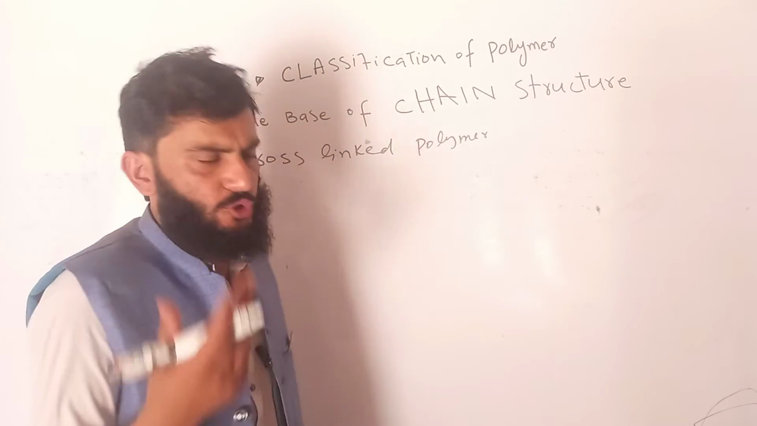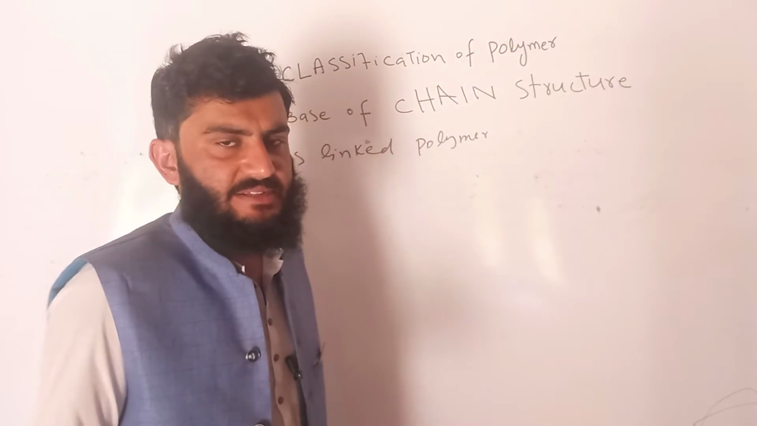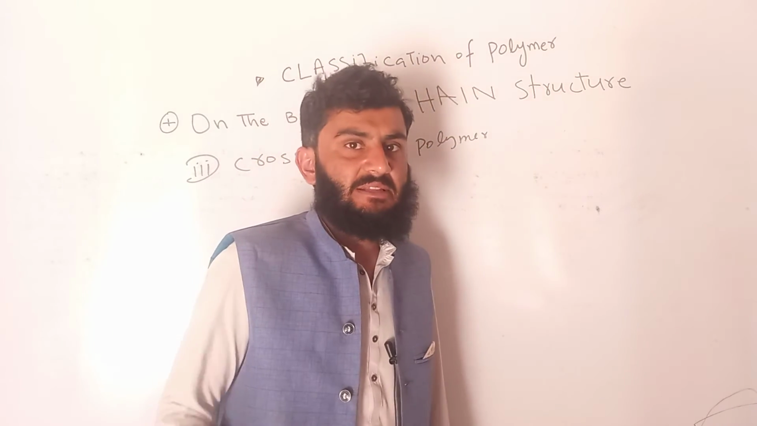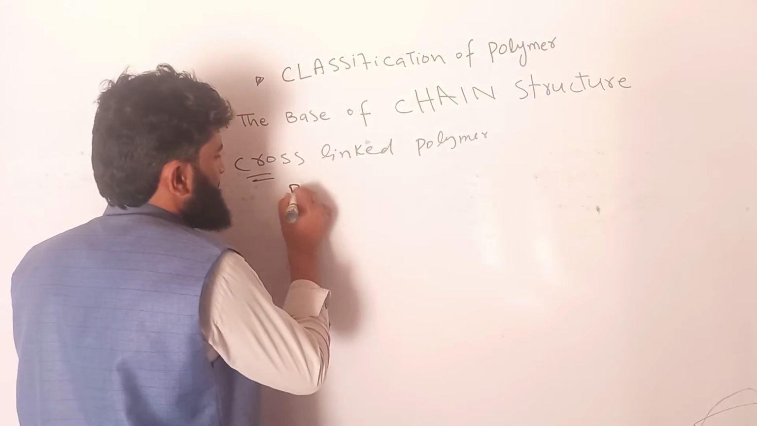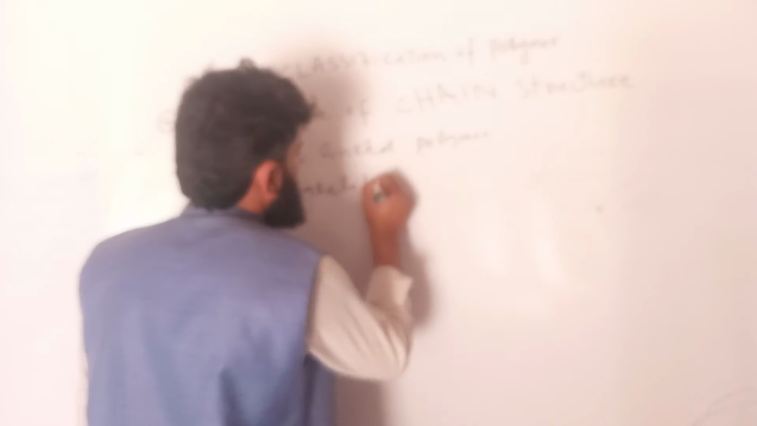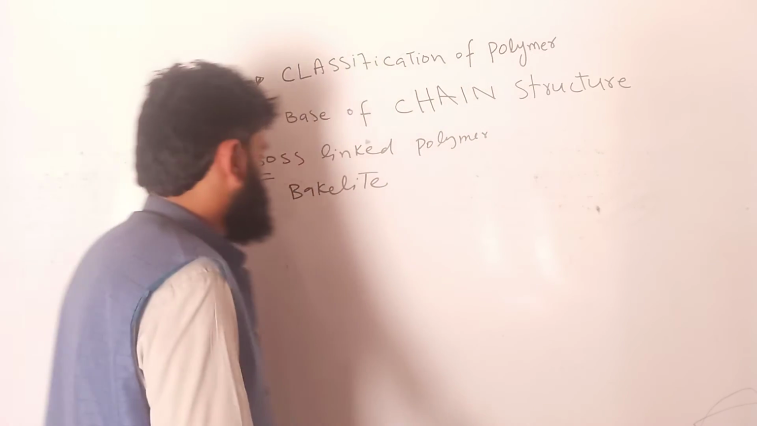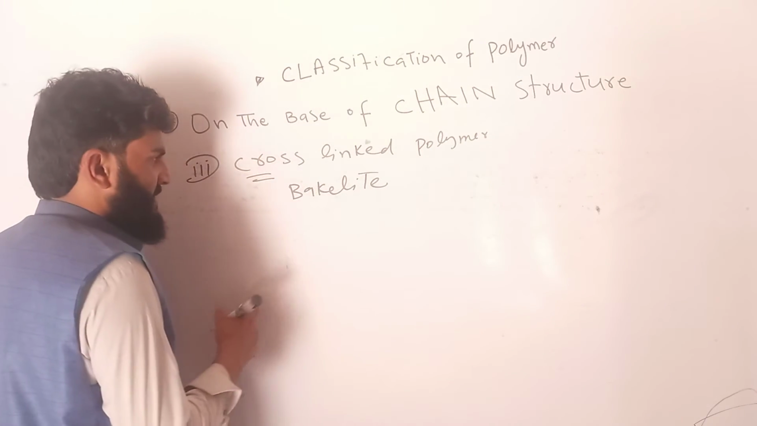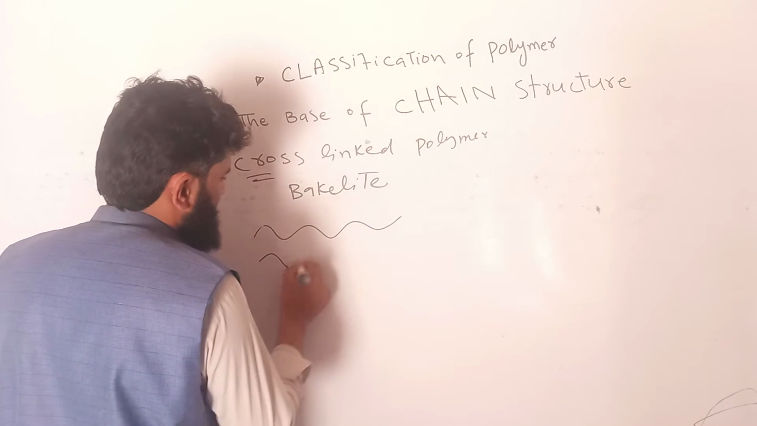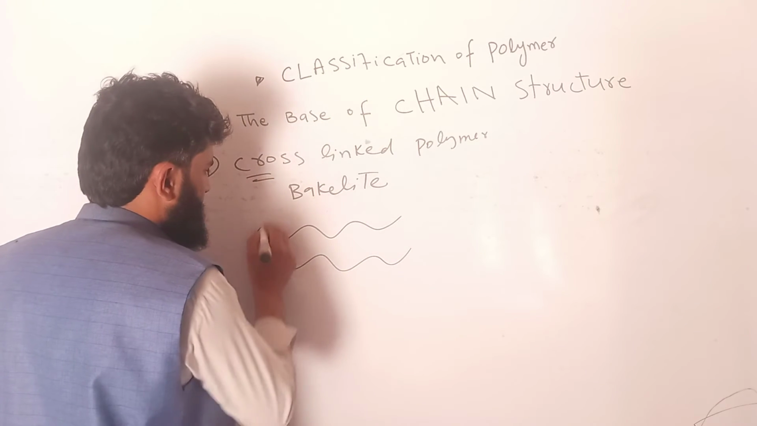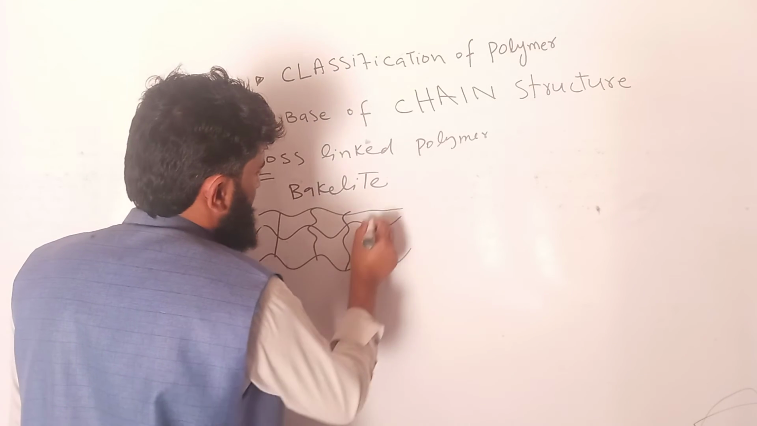Here there should be some cross linking. The cross linking nature will be covalent bond. As in the previous lecture we have shown the cross linking for bakelite. You can confirm this cross linking from our previous videos. So here the cross linking may be, for example, this is one chain and this is a second chain, and these chains are bonded with each other by cross linking.